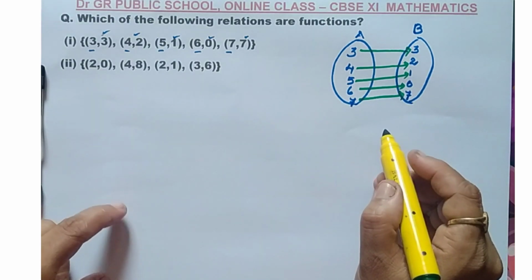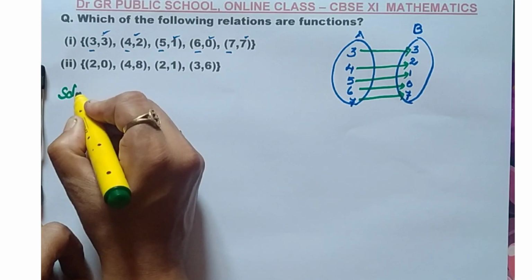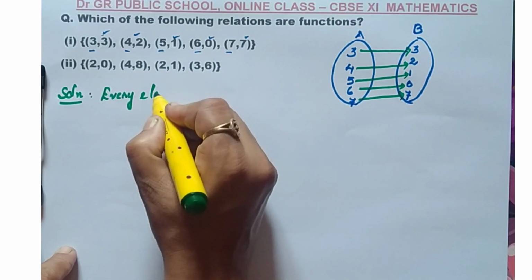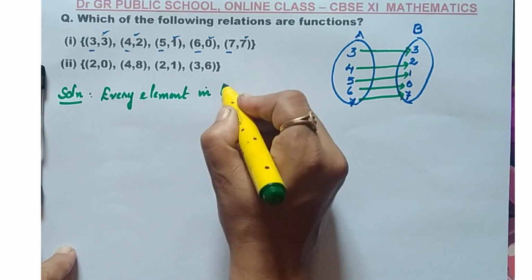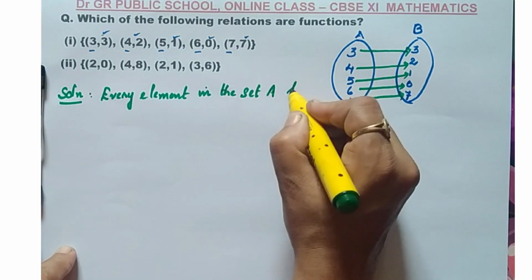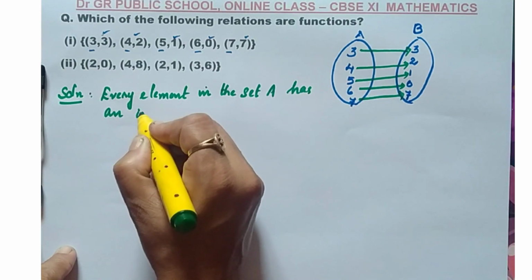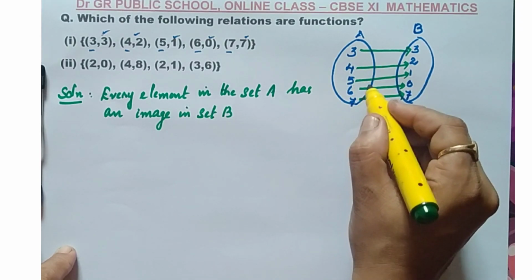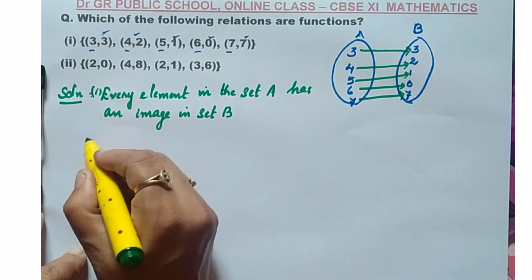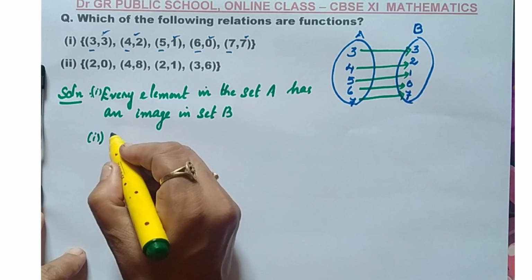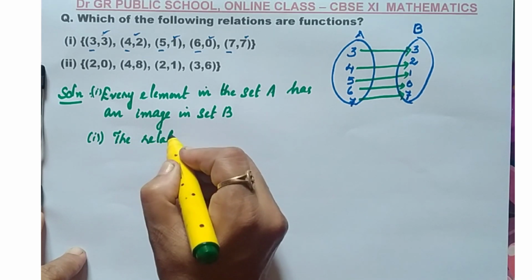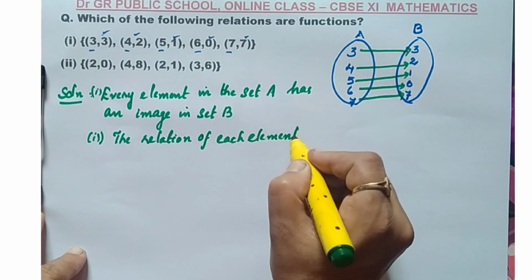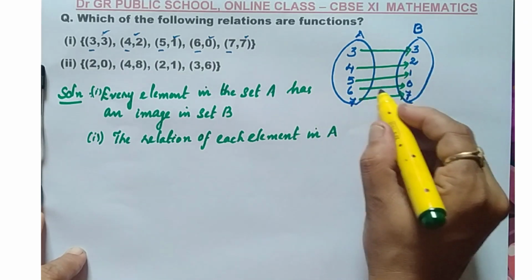Clearly from the arrow diagram, for the first question, every element in the set A has an image in set B. And the second condition is that the relation of each element in A is unique.